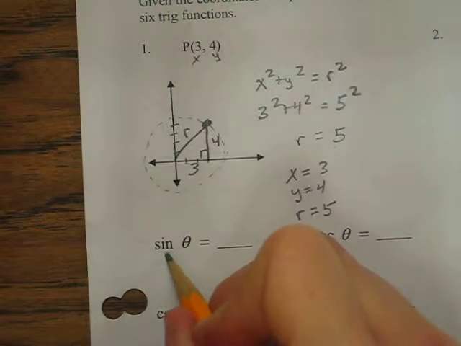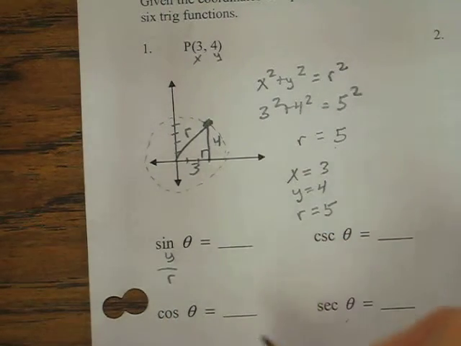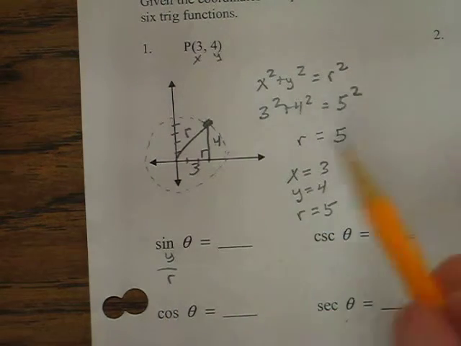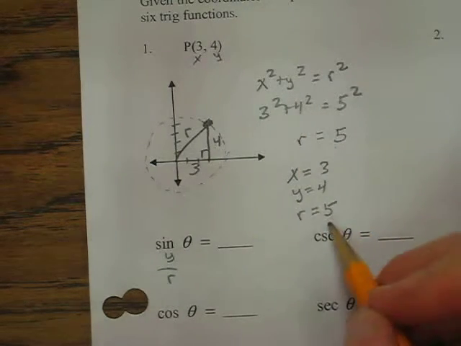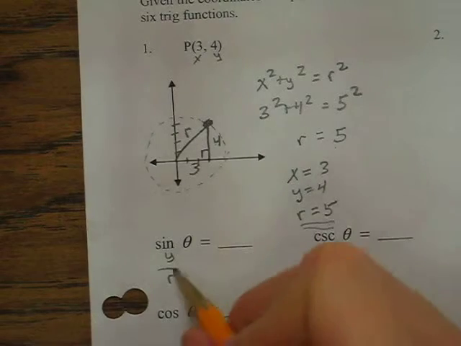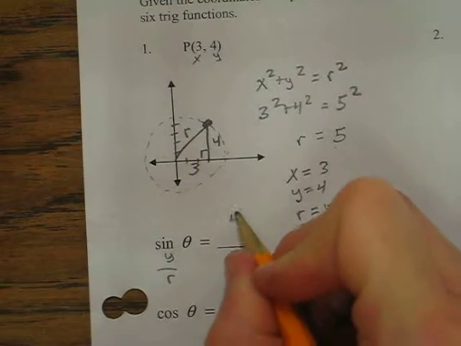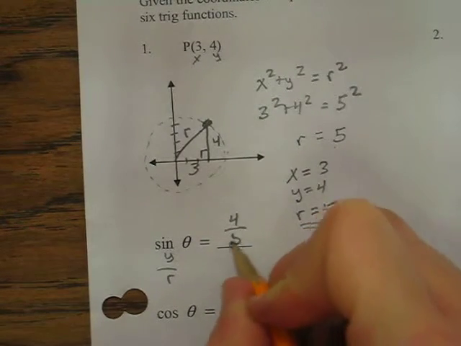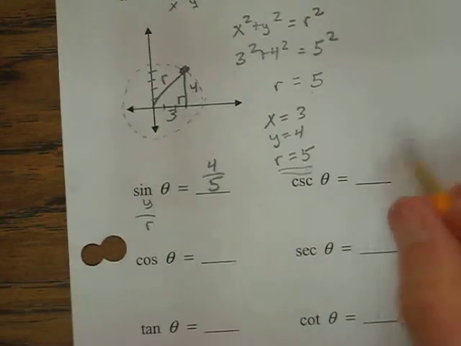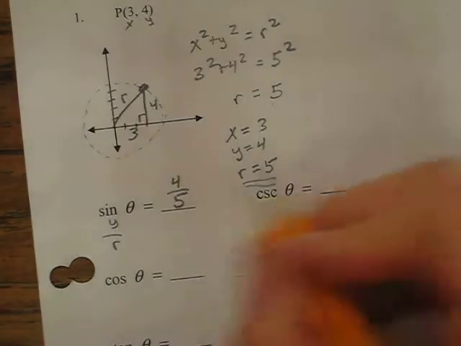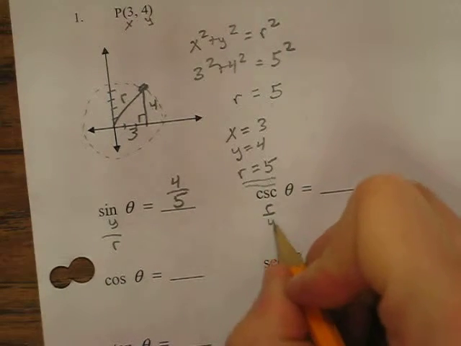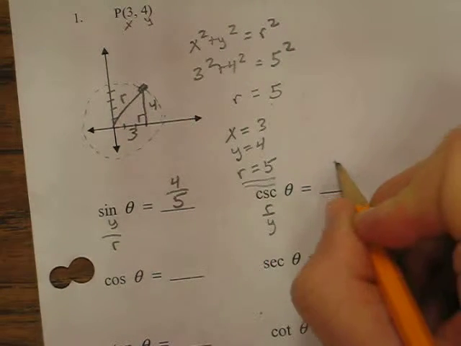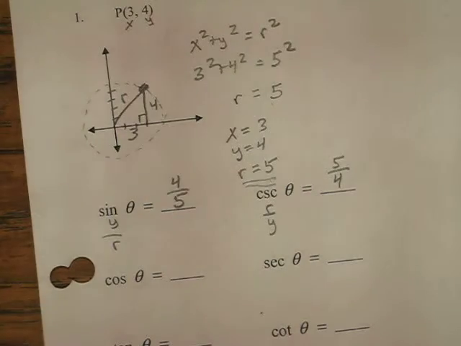The definition of sine is y over r. On the unit circle, r was always 1. But in these problems, using the Pythagorean theorem, we're figuring out what r is. And in this case, r is 5. So y is 4, and r is 5. So you just write it using that definition. Cosecant is the reciprocal of sine of theta. So the reciprocal definition is r over y. r is 5, and y is 4.